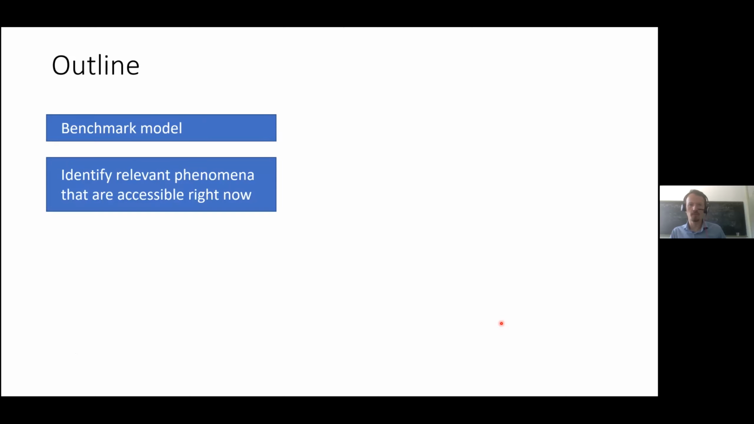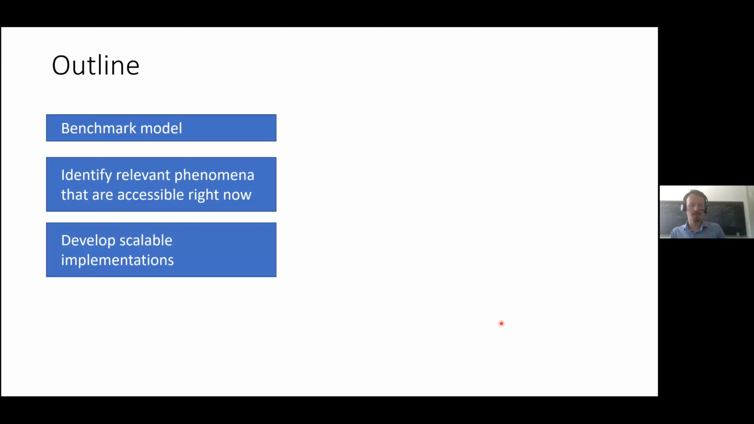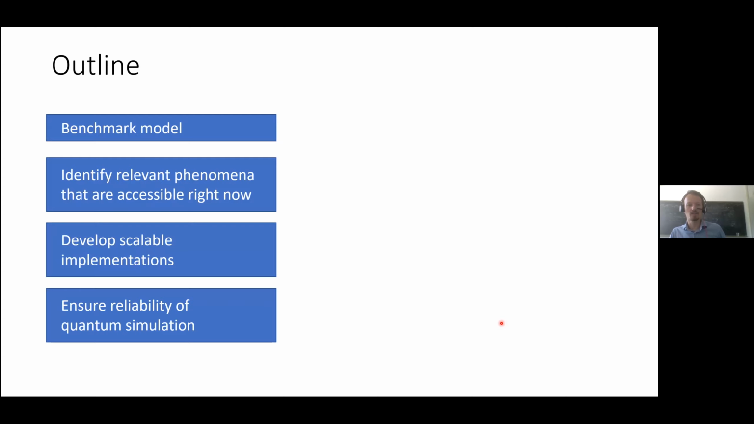Okay, here's the outline of my talk. First, I'm going to show you the model that we are mostly working on currently. I think in the community, this is the most chosen benchmark model. Then I'm going to show you that there are relevant phenomena in this model, even though it's simpler. Then I'm going to discuss some scalable implementations using cold atoms, and also some work that we are doing on making sure that these systems work reliably. And then, in the end, I will conclude.